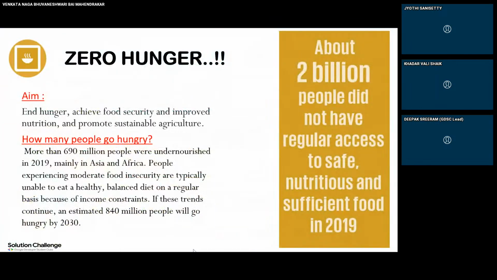So the next sustainable goal is zero hunger, which the United Nations totally wants to solve. The main aim of this is to end hunger, achieve food security, improve nutrition, and promote sustainable agriculture. Basically, everyone here secures a good job, works for a company, or earns money by any means. Finally, it's for food. So the main aim of the United Nations is to end hunger.